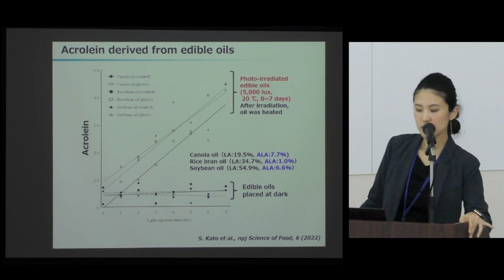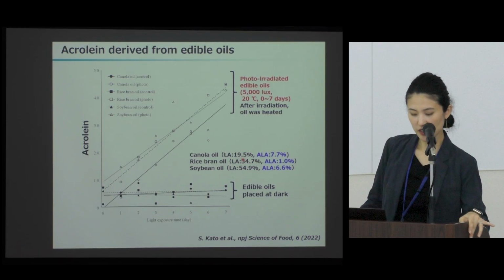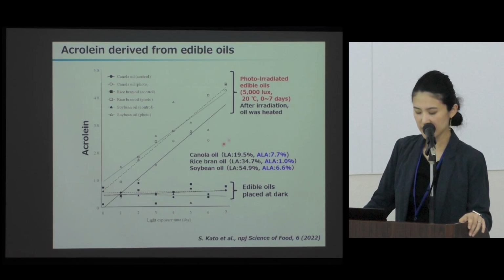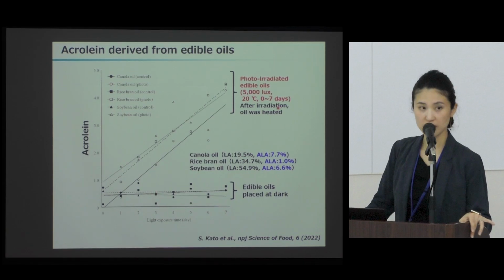This phenomenon was also observed in edible oil. We used canola oil, rice bran oil, and soybean oil, with different fatty acid compositions. Those samples were irradiated at 500 lux for 7 days, and the control was placed in a dark place. After that, the oil was heated at 180 degrees for 90 seconds, and acrolein was analyzed by GC-MS. Surprisingly, acrolein increased in the photo-irradiated edible oil in a time-dependent manner.